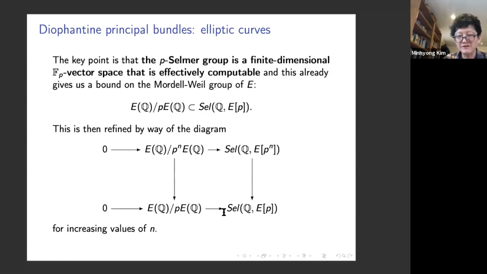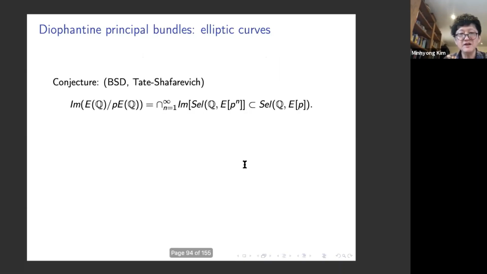So in other words, to get obstructions for a point in here to come from an actual point of the curve, or a principal bundle to come from an actual point of the curve, it has to lift to a principal bundle mod p to the n for every n. That follows easily from this diagram. And the BSD conjecture, or at least the Tate-Shafarevich part of the BSD conjecture, is that that's the full obstruction. That if you take the intersection over all n, those classes in here that lift modulo p to the n for every n, that should exactly be the image of the Mordell group.